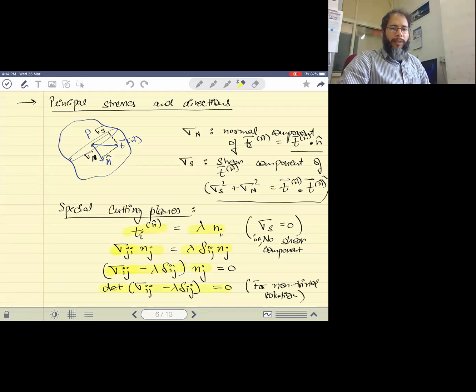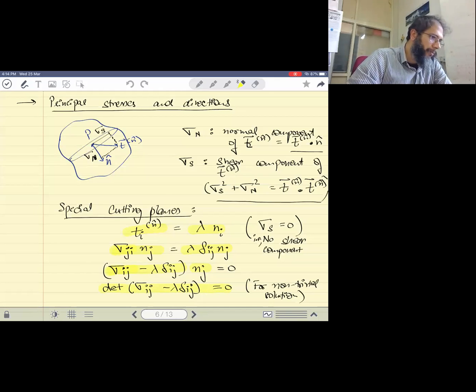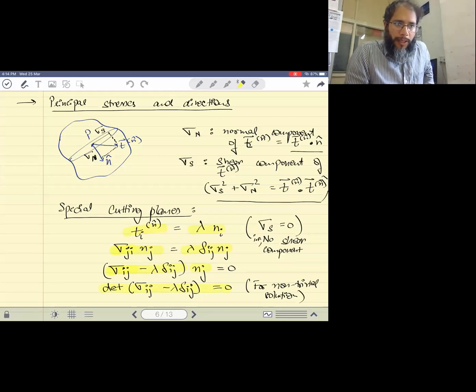Okay, so if you apply this condition, you get a characteristic equation, which has three solutions, or three lambda values. That gives you the three principal stress values. Okay, so I'll stop here. I'll not go into details of this. You can go back to the discussion on eigenvalues and eigenvectors and discuss that further.